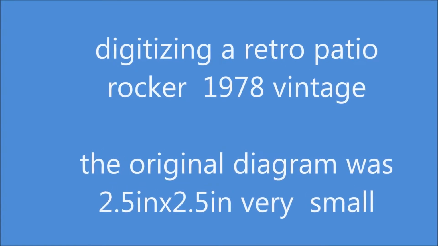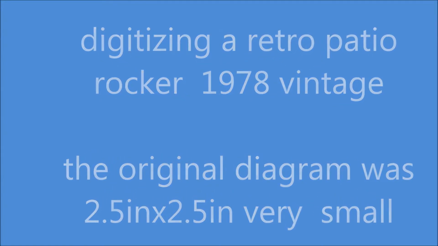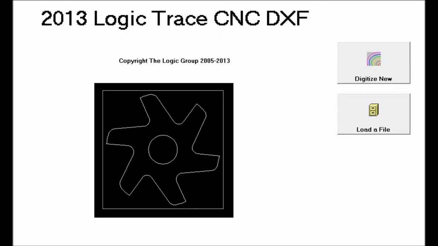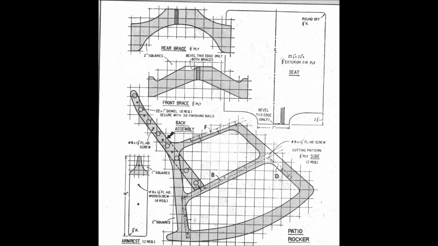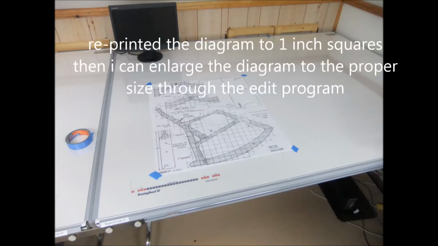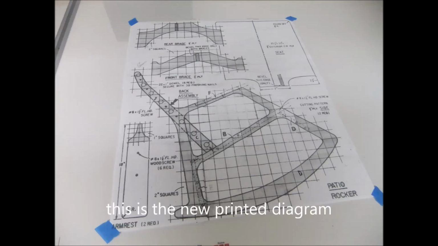I'm going to digitize a retro patio rocking chair, 1978 vintage. I'm using John Walsh's 2013 Logic Trace CNC DXF program. Here I'm showing the drawing board with the diagram taped down. This is a close-up shot showing the 1-inch grid pattern.